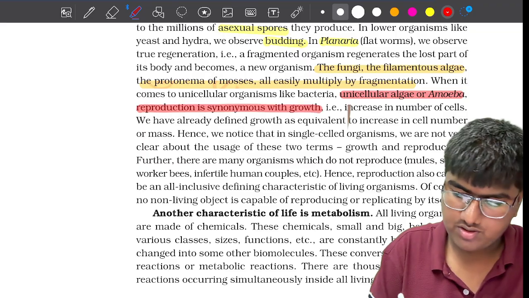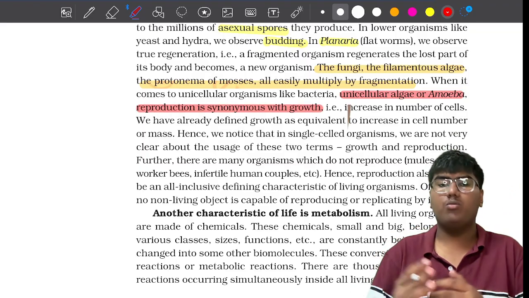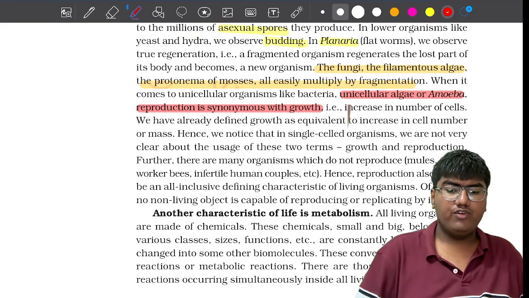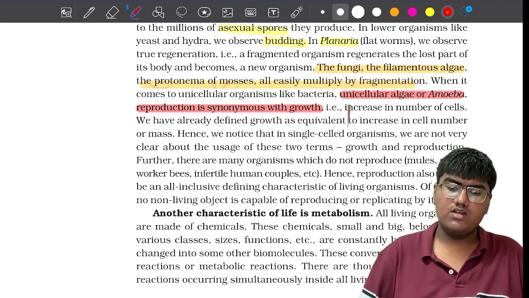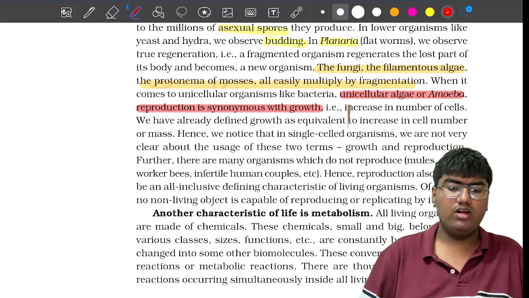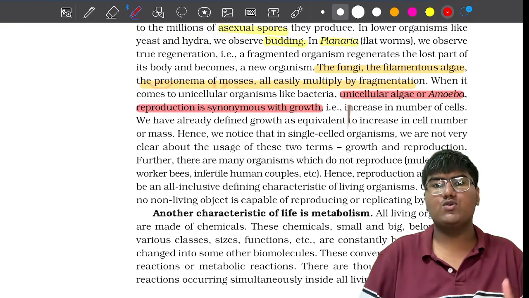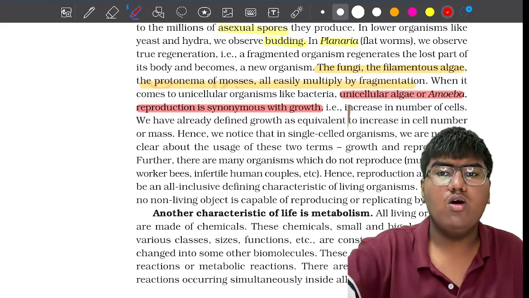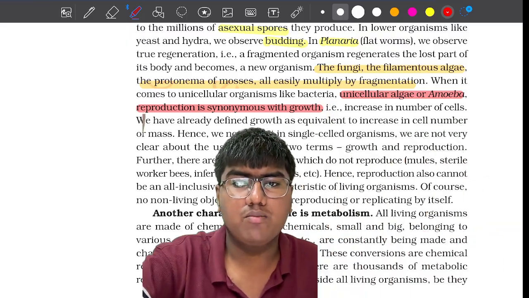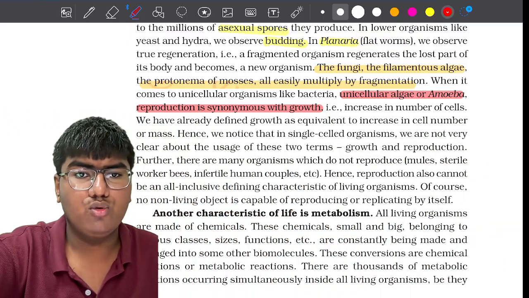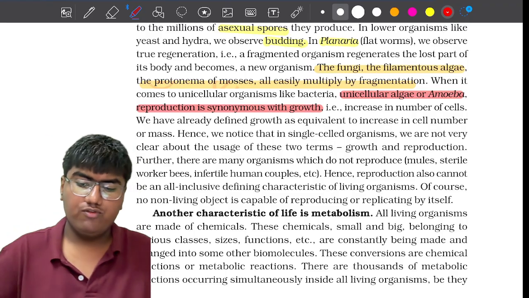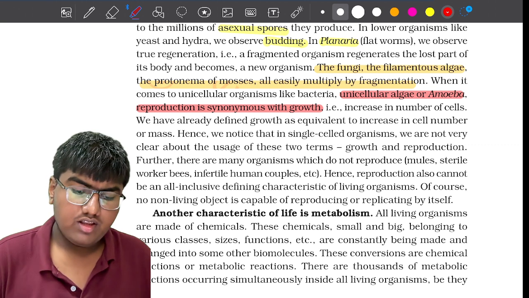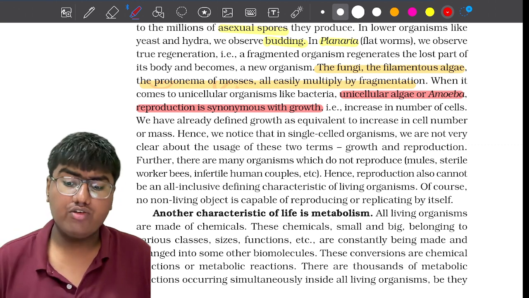In unicellular algae, reproduction and growth are synonymous, which is an increase in the number of cells. We already defined growth as equivalent to an increase in cell number. Hence, we notice that for single-celled organisms we are not clear in terms of the usage of these two terms, growth and reproduction. So we cannot easily refer to something directly as reproduction or growth in unicellular organisms because of this matter.